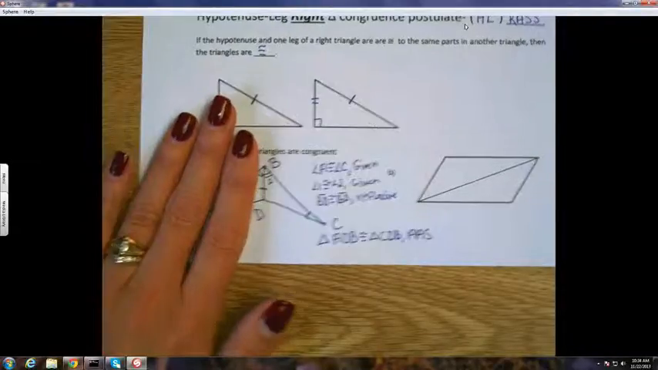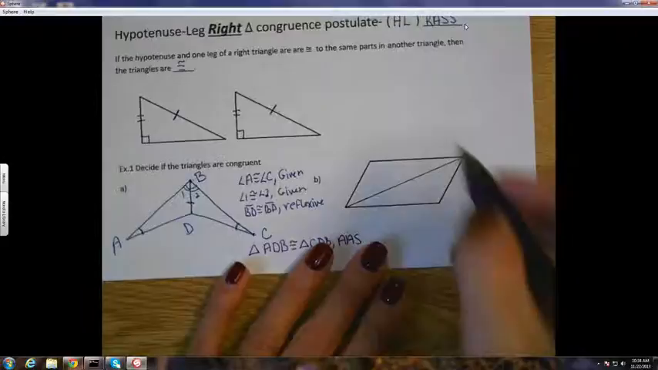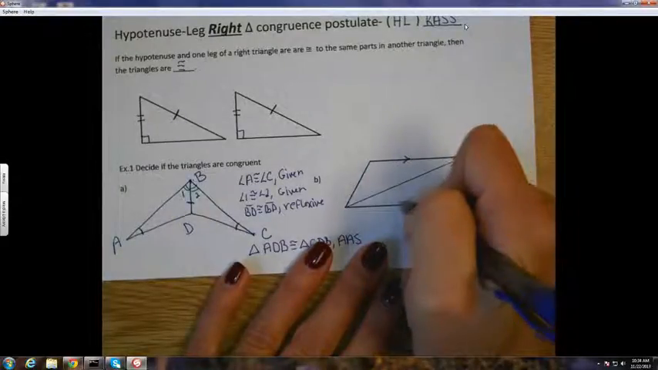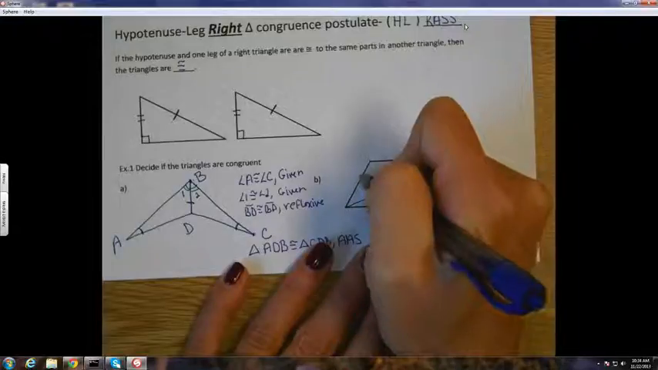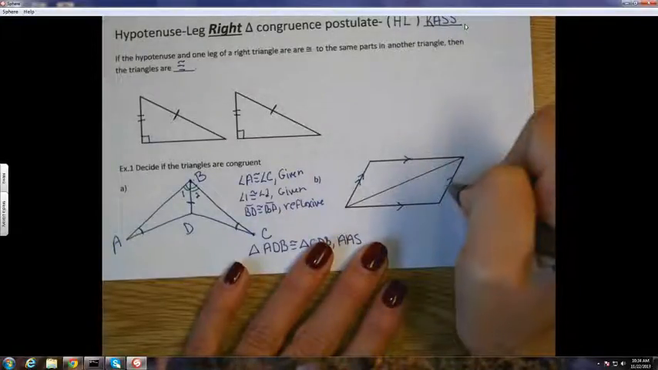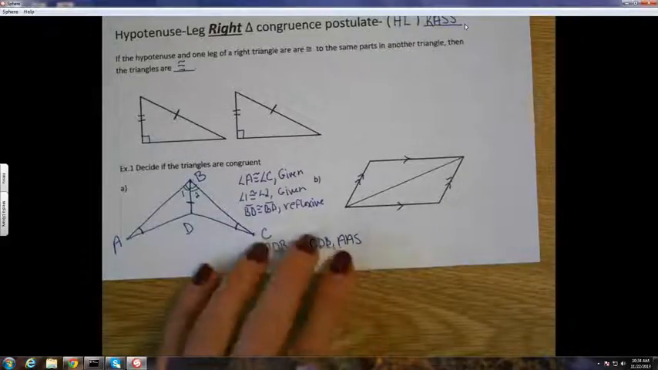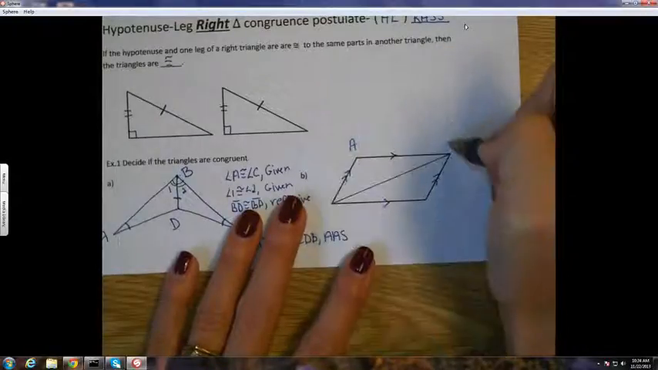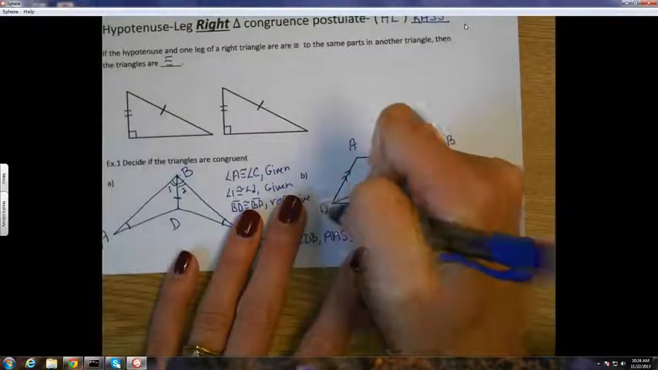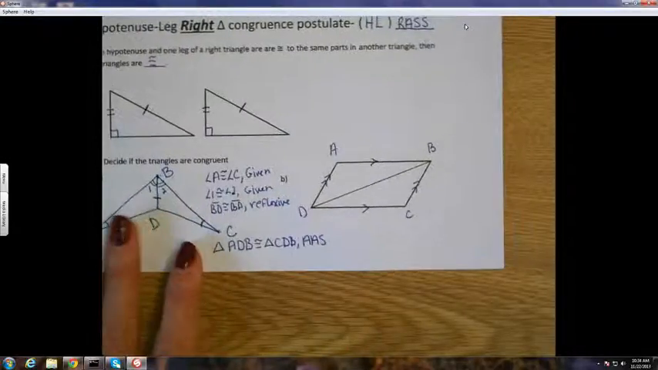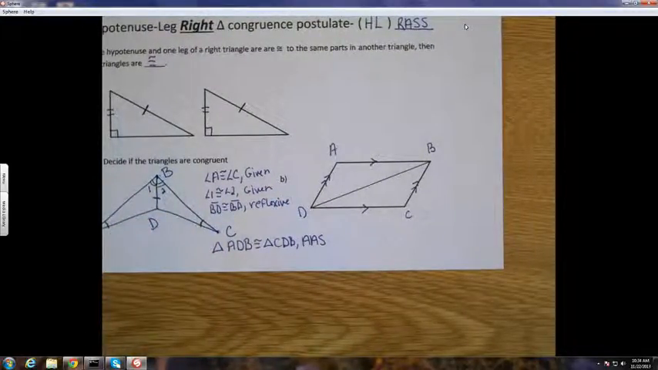Alright, this one. Let's go with a parallel top and bottom, a parallel left and right, and that's it. And we'll go A, B, C, D. Okay, I didn't give you anything congruent, but when you see a set of parallel lines, you should be able to get alternate interior angles. 99% of the time, that's what you're going to get. I've got two sets of parallel lines, so I should be able to get two sets of alternate interior angles.